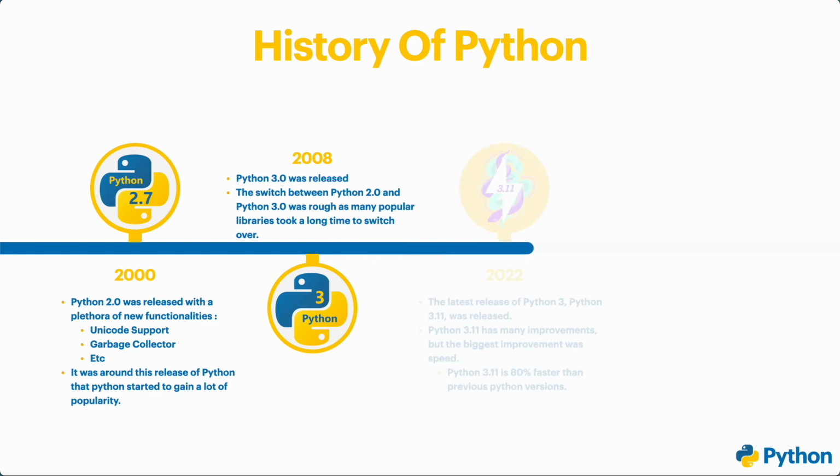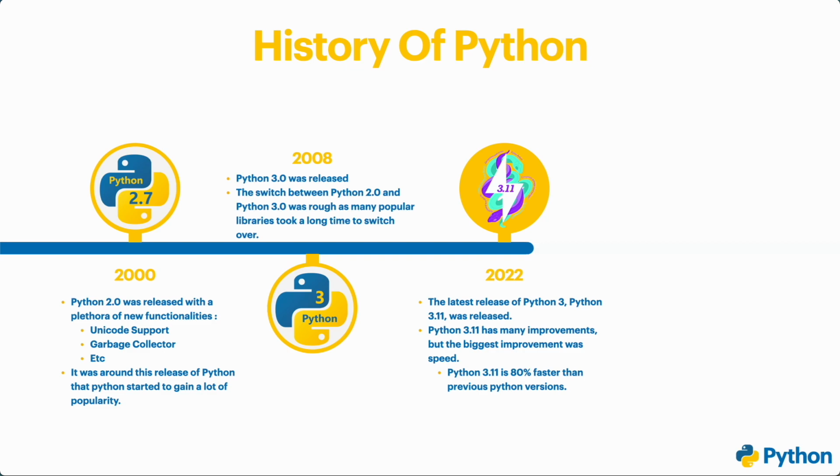Now, the latest biggest update that came to Python was in 2022 when Python 3.11 was released. Python 3.11 had many improvements, but one of the biggest was speed, as Python 3.11 is 80% faster than previous Python versions. And this is really important because one of the biggest flaws with Python, I guess you could say, was the fact that it was slow.